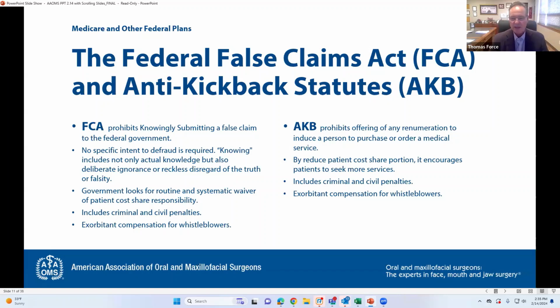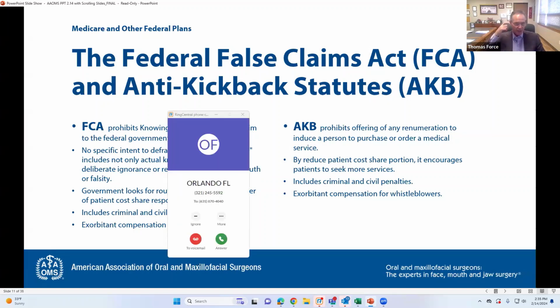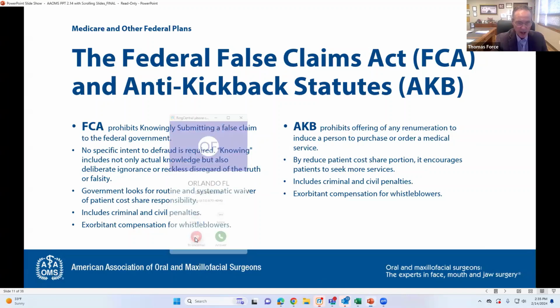Okay. Under the anti-kickback statute, again, I don't expect you guys out there to be lawyers, but I want you to understand these statutes and what the risks are for you waiving a Medicare coinsurance, for example. The anti-kickback statute prohibits offering any remuneration to induce a person to purchase or offer a medical service. For example, you tell a doctor, send all of your patients to my laboratory and I'll give you $100 per patient. That's a violation of the anti-kickback statute.